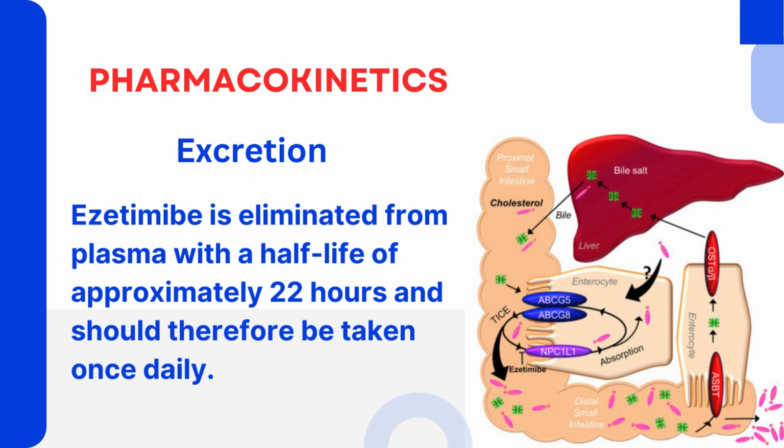Finally, the phase of drug excretion from the body: ezetimibe is eliminated from plasma, with a half-life of approximately 22 hours. Ezetimibe is primarily excreted in the feces. Because of the long half-life, the drug is only taken once a day.